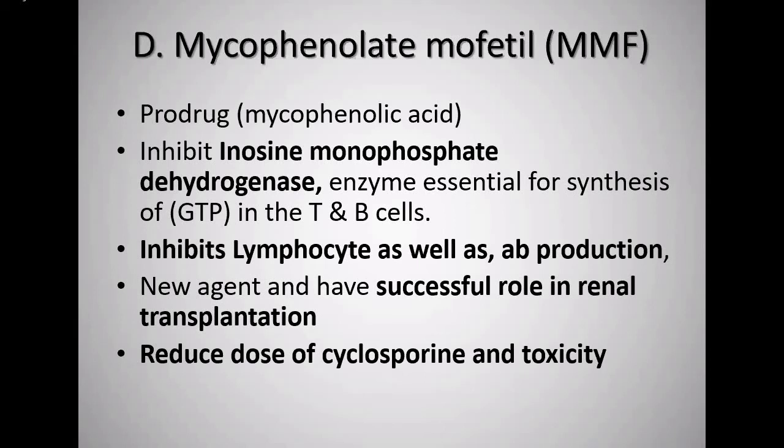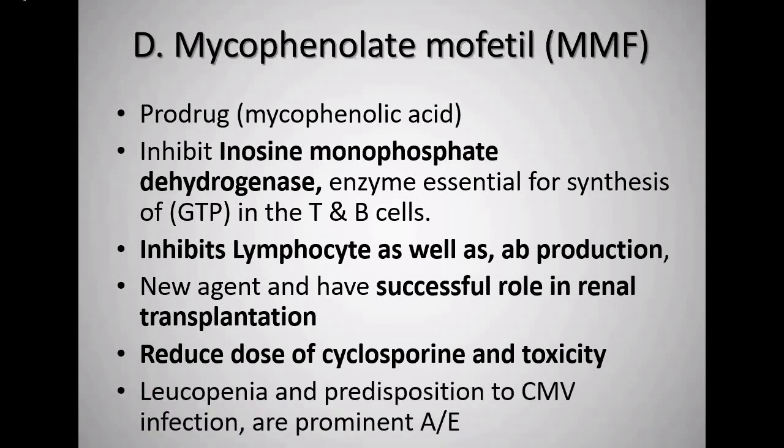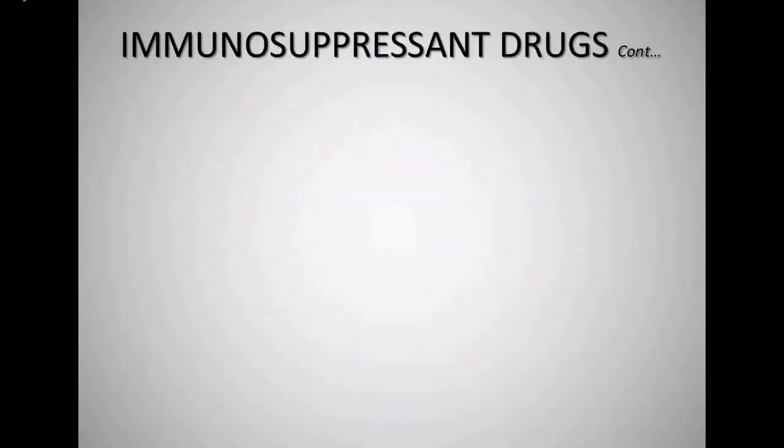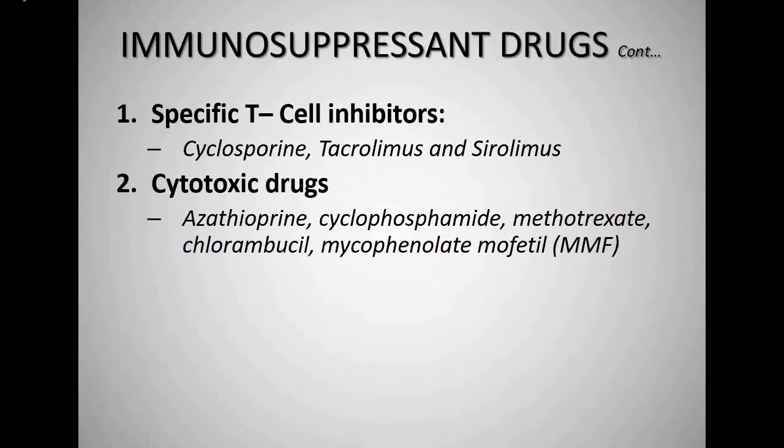So we compare this drug also. It reduces the dose of cyclosporine and its toxicity, and it's an alternative choice, or it can be given along with cyclosporine. The side effects are leukopenia and other things. So this is again a repetition of what we have discussed up till now. We have discussed specific T cell immunity. They are the main players, in which cyclosporine is the main drug. Tacrolimus and sirolimus are the new drugs, more potent, with fewer side effects, modified forms of cyclosporine.